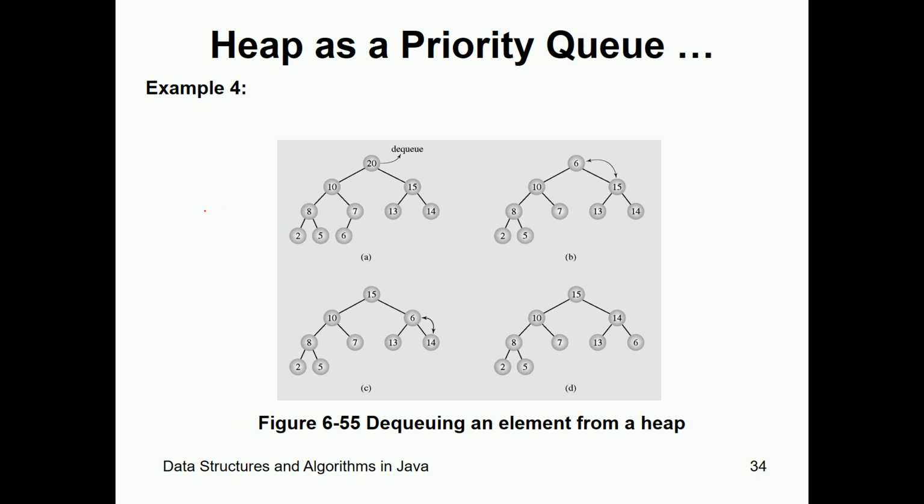So if we look at this example here, this is going to take the 20, for example. So we dequeue, and then what is going to happen is we take the 6, put it in its place, and then we find which one is the biggest of the children, and then we swap with it. And then again we find the maximum, and then we swap with it, and we end up with this kind of queue.